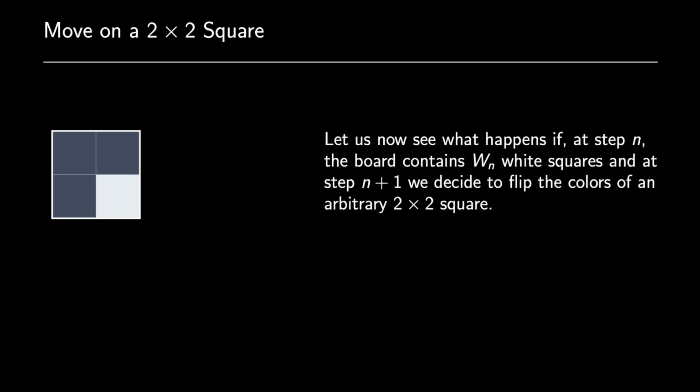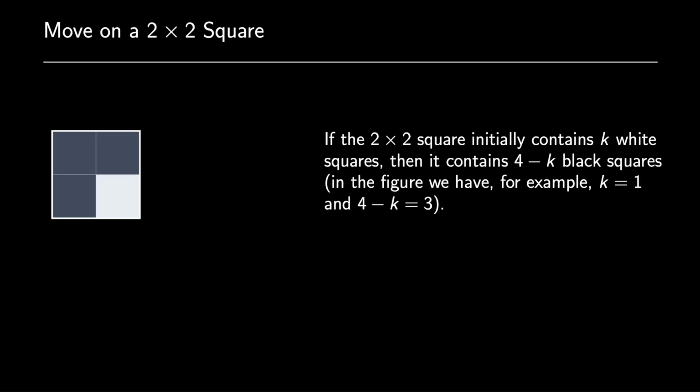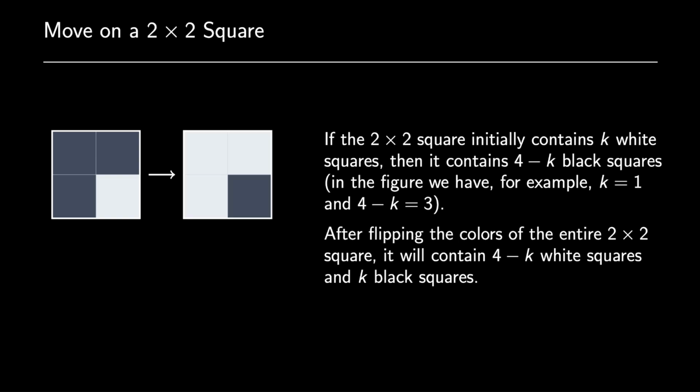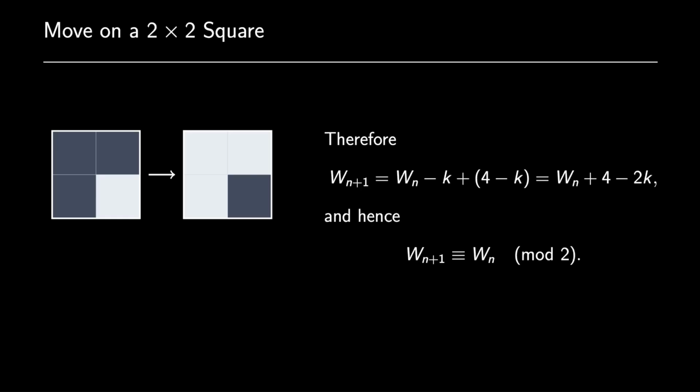Now let's see what happens when we flip the colors of a 2x2 square. Suppose again that at step n the board contains W_n white squares, and at step n plus 1 we decide to flip the colors inside some 2x2 block. If that block initially contains k white squares, then it contains 4 minus k black squares. In the figure we have, for example, k equals 1. After flipping the entire 2x2 block, it will instead contain 4 minus k white squares and k black squares. So we have W_(n+1) equals W_n minus k plus 4 minus k.